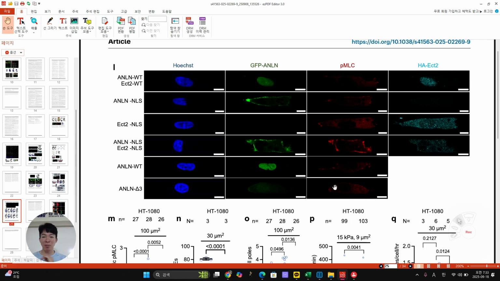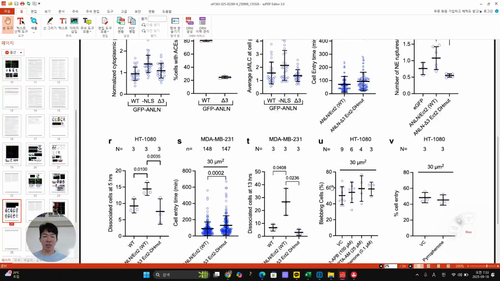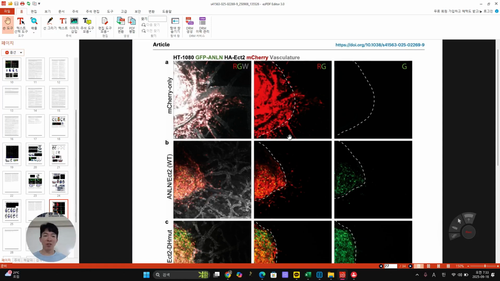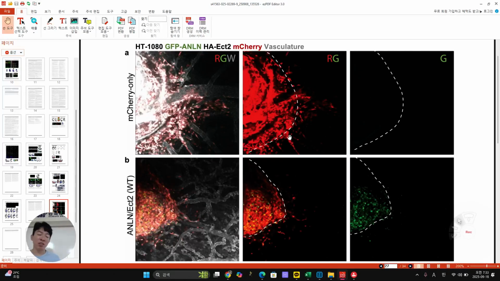And then PMS level is also detected as less. So this is their quantification, and then these are their images. So you can imagine they are checking this one live. When you check the website, you can download and see the movie.